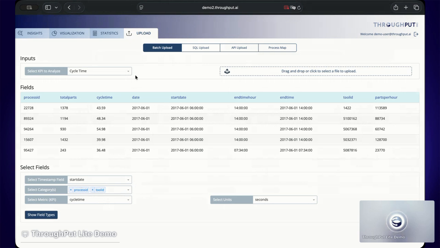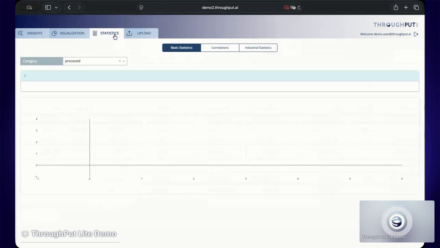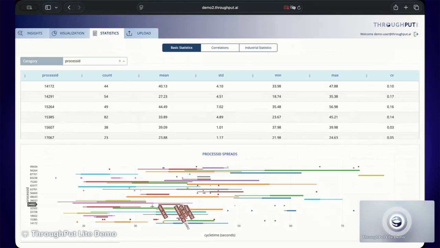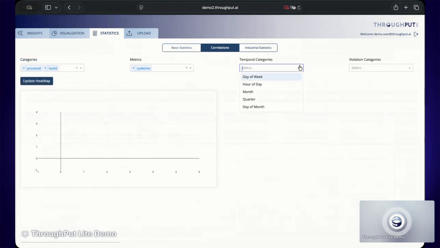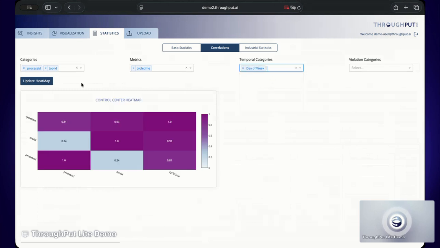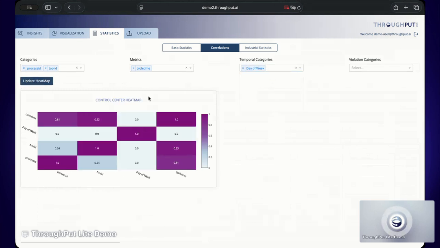categories to use. So the first thing that any tool would do in terms of this analysis, or what a data analyst or a data scientist would do, is just look at the basic statistics. In this case, you're looking at the different spreads, the mean, the standard deviation, the min, max, the coefficient of variation. You could look at it by process ID or tool ID. You could look at different correlations, for example, and you could add, let's say, based on the day of the week, does the cycle time change. You can look at these correlations and you'll see that, for example, cycle time is very highly correlated with process ID as well as the tool ID, but there's no correlation between day of week and the cycle time.